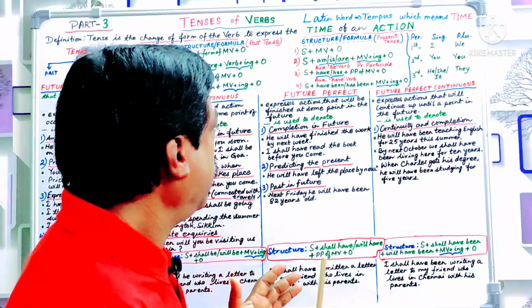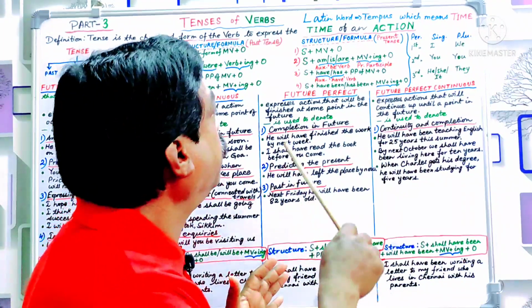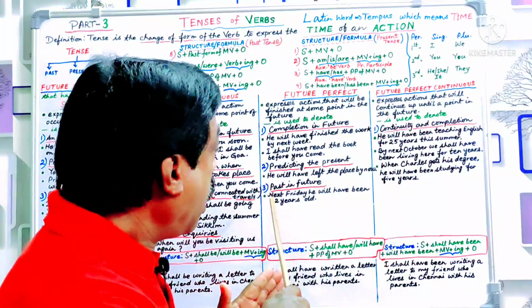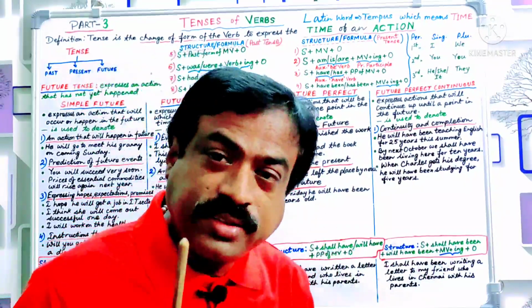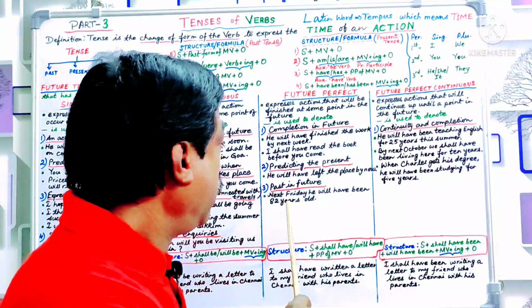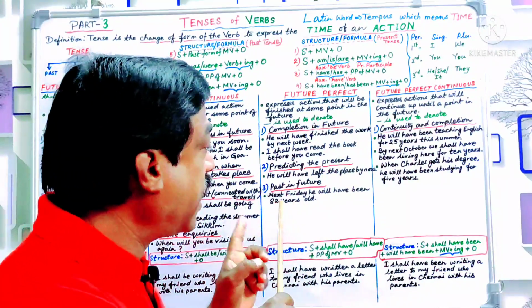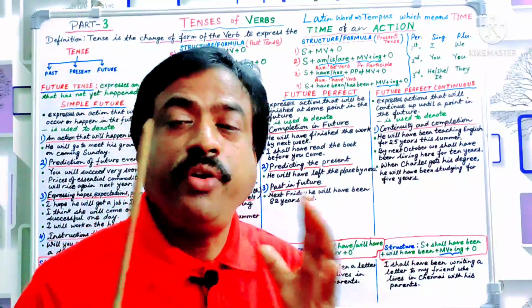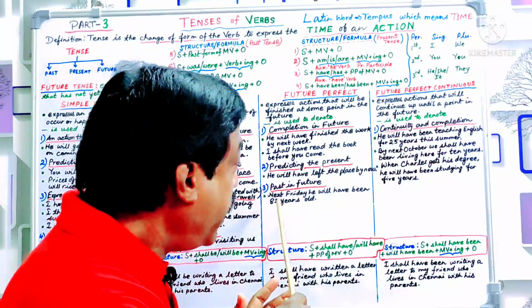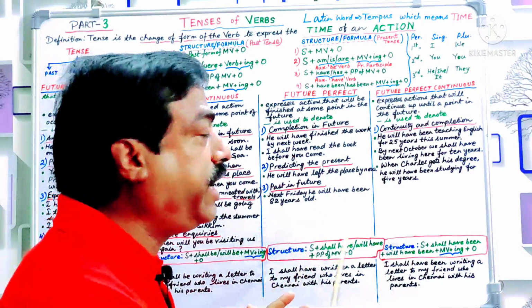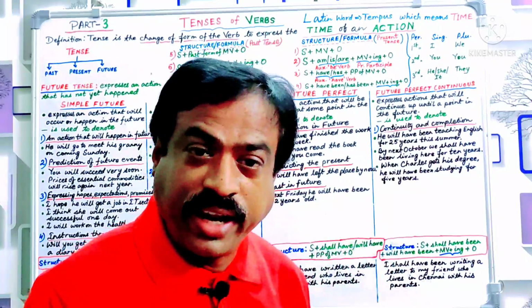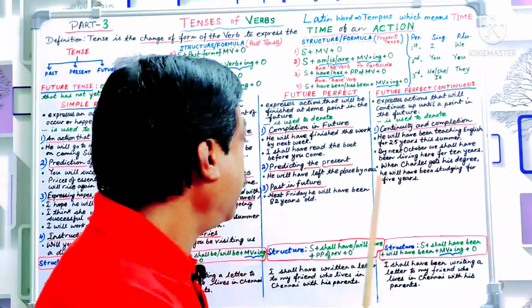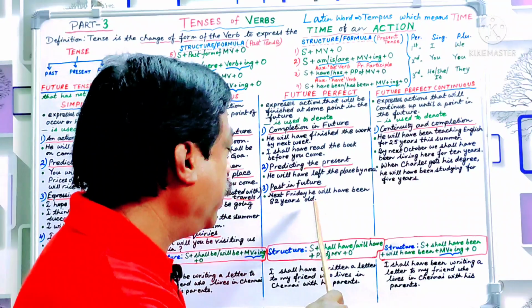There is another use in the future perfect tense, how we use past in future. Past in future. If you see this example, it will be very clear to all of you. Next Friday, he will have been 82 years old. So, next Friday, that person will have been 82 years old.